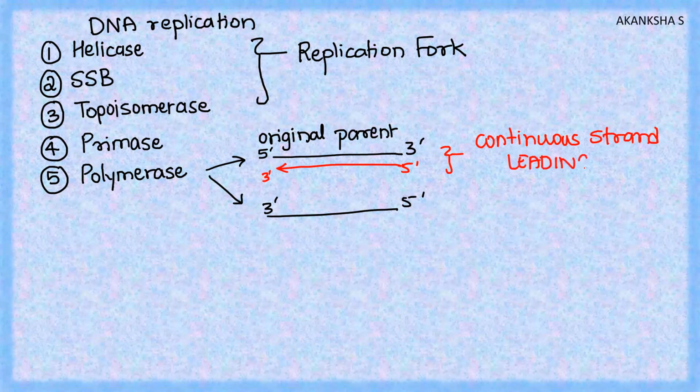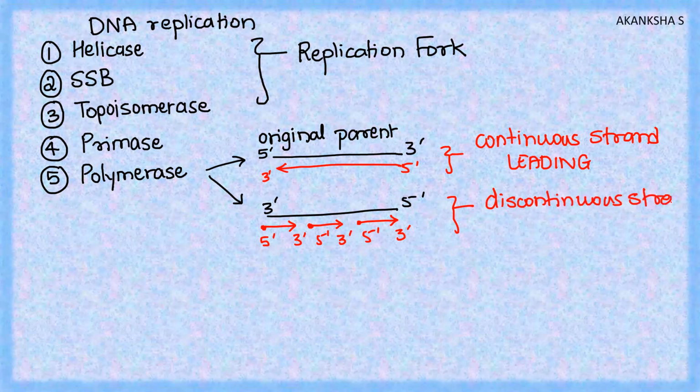Okay. The second set of baby strands which is being produced would be in small sections. Why small sections? Because it needs to run from 5 prime to 3 prime, right? 5 prime to 3 prime, 5 prime to 3 prime. These small structures would be called Okazaki fragments and they are actually discontinuous strands. Because they take some time to generate compared to the leading strand, we call them the lagging strand.